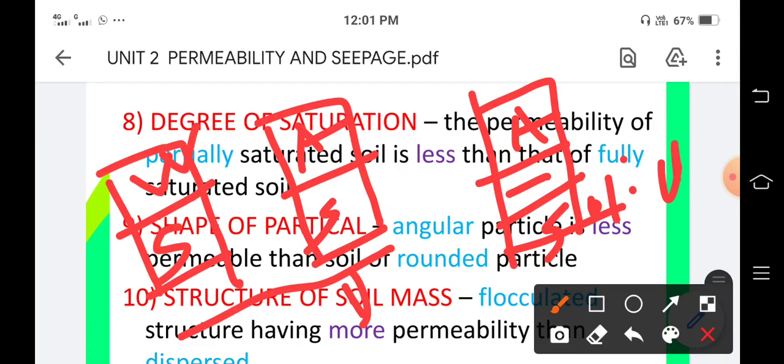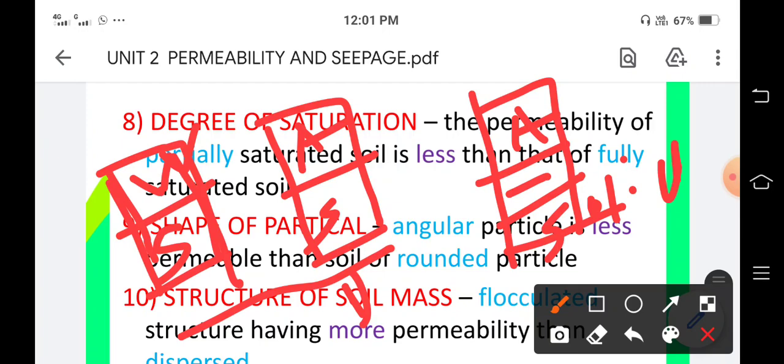Fully saturated soil means which contains a full amount of water, and partially saturated soil means which contains a lesser amount of water. For fully saturated soil, the degree of saturation will be 100%, and for partially saturated soil, the degree of saturation may vary from 0 to 100, यानी 100 और 0 के बीच में कुछ भी उसकी वैल्यू हो सकती है. That is called partially saturated soil.